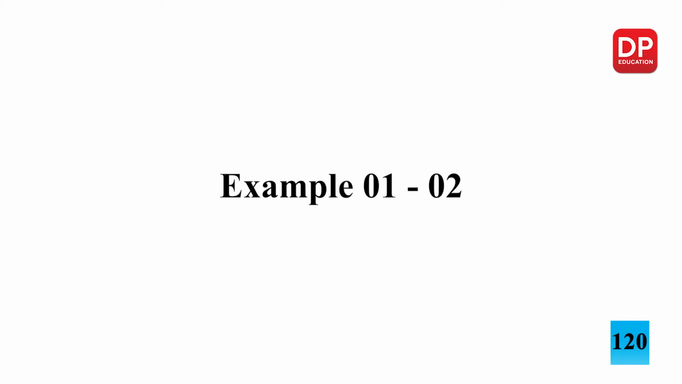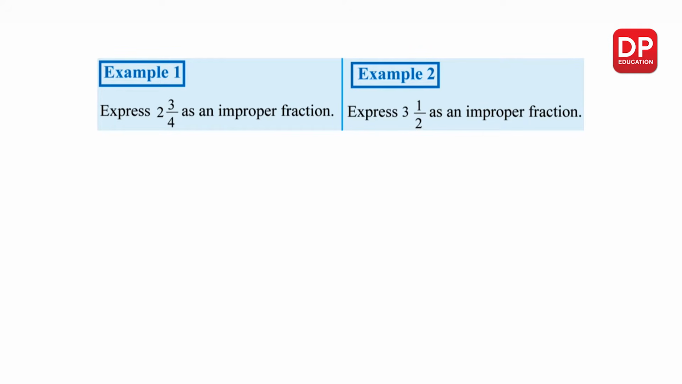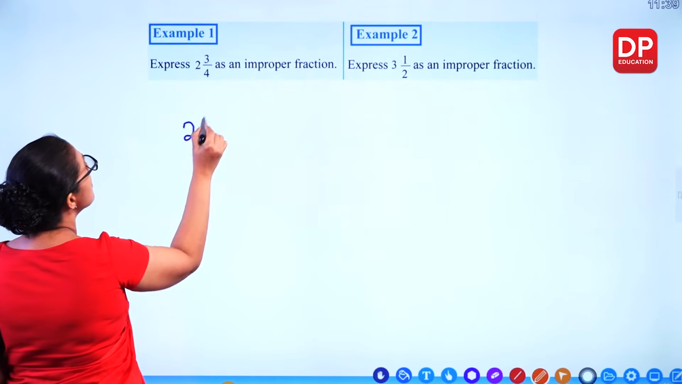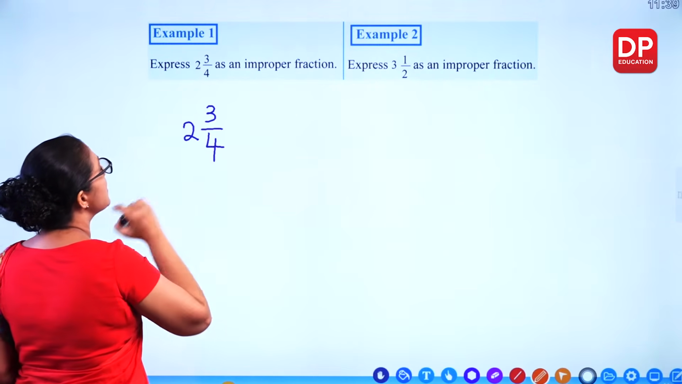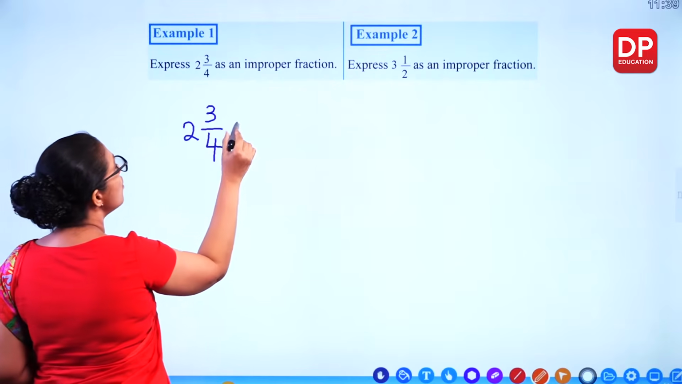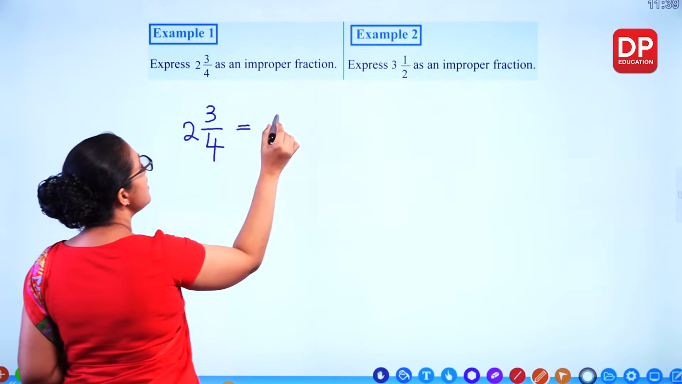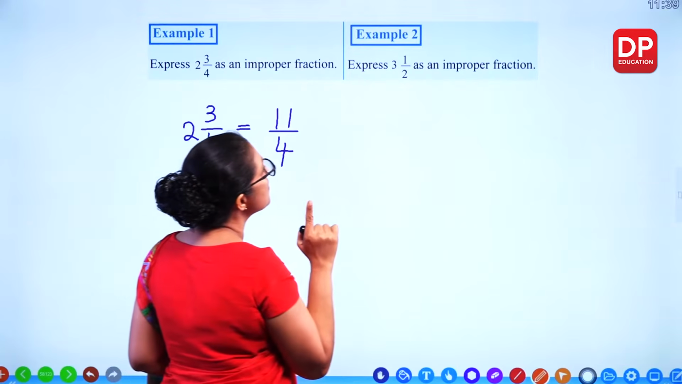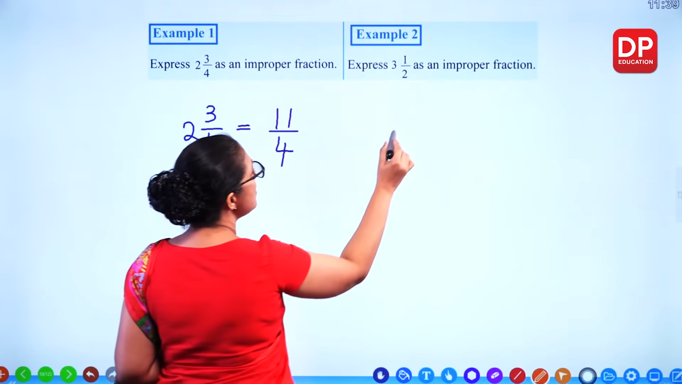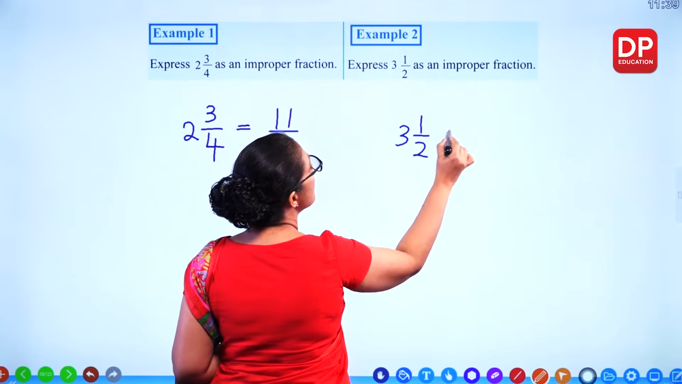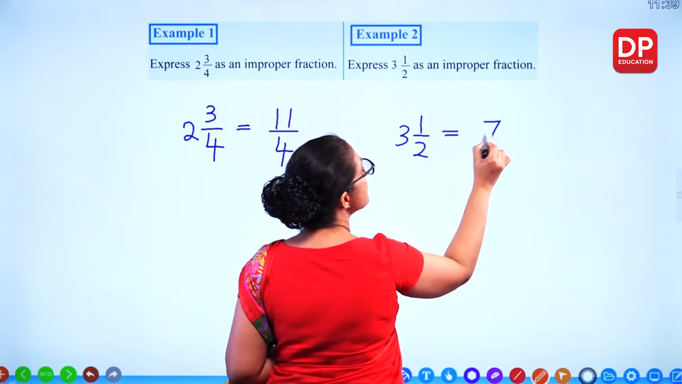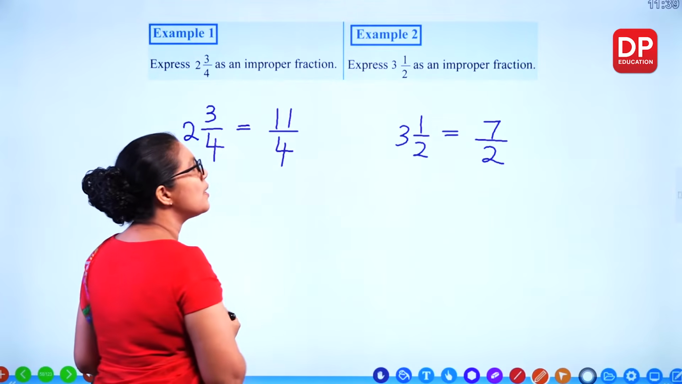Example number 1. Express 2 and 3/4 as an improper fraction. So what's the method? We can use the direct method. 4 times 2, 8. 8 plus 3, 11. Express 3.5 as an improper fraction. Multiply these two. 3 times 2, 6. 6 plus 1, 7. So 7 over 2.